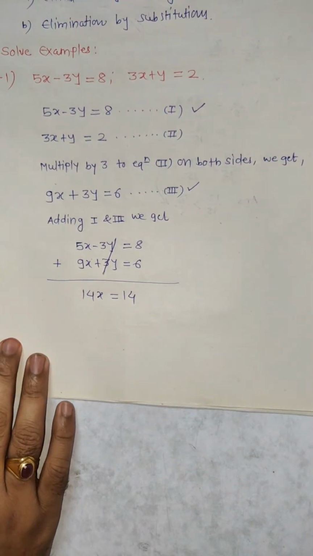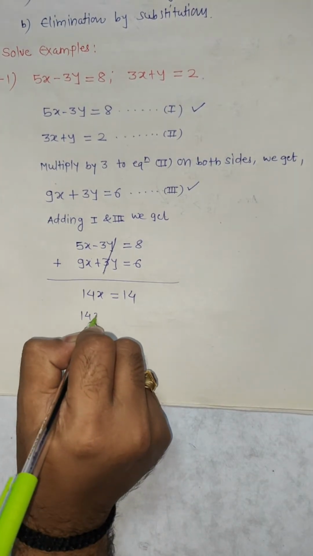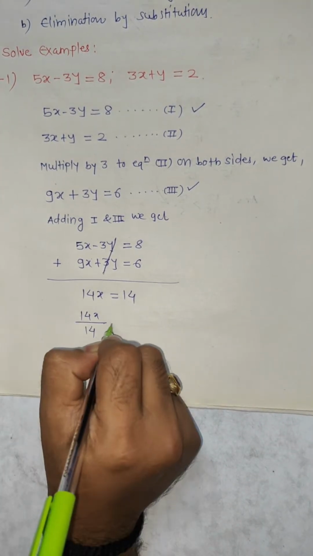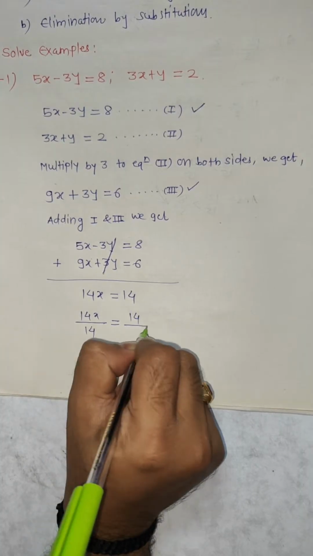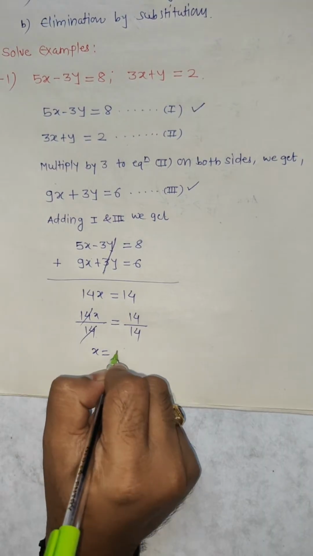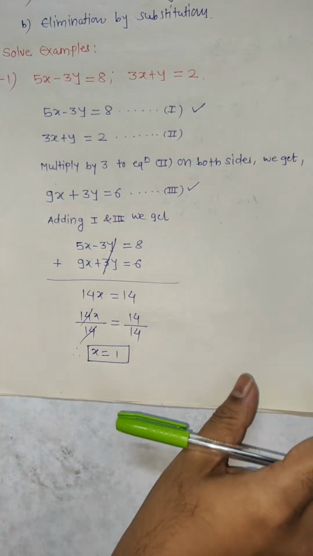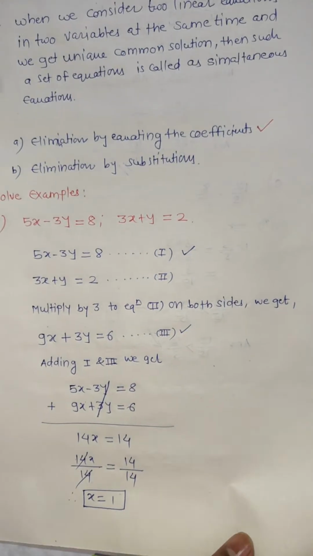Dividing by 14 on both sides, 14x upon 14 is equal to 14 upon 14. The 14 gets cancelled. So the value of x will be 1 here. Is that clear? Value of x is equal to 1. Substitute x is equal to 1 in equation number 2.